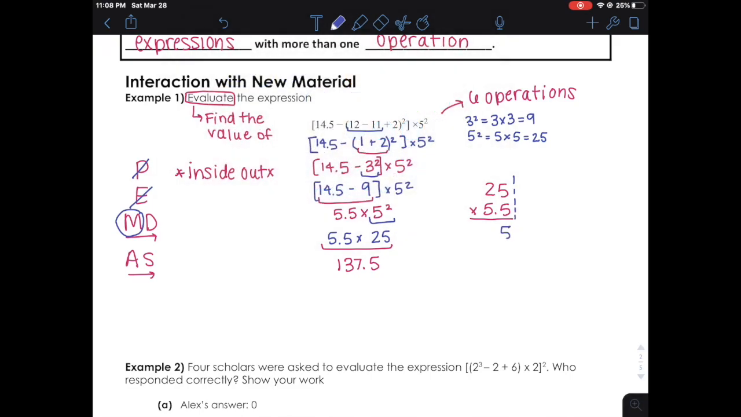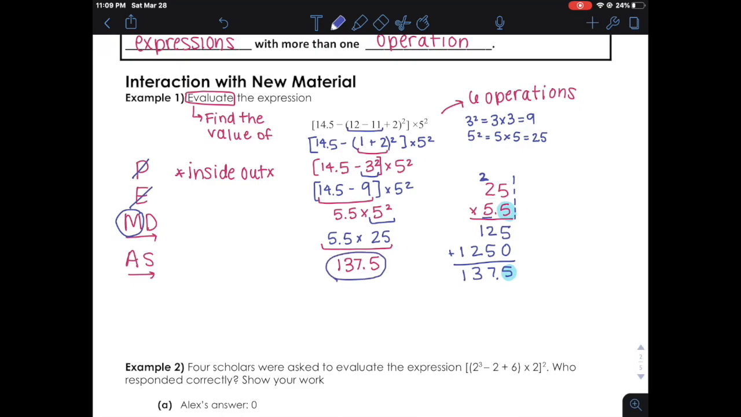So we have 5 times 5 is 25, carry my 2, 5 times 2 is 10, plus my 2 is 12. Okay, now I'm in the tens position, so I need a placeholder. 5 times 5 is 25, again I'm carrying a 2. 5 times 2 is 10, plus my 2 is 12. Let's add these up. 5, 7, 3, and 1. And if you notice, we have 1 number behind our decimal, so that means we need to have 1 number behind our decimal in our answer as well. So that's how we got 137.5.